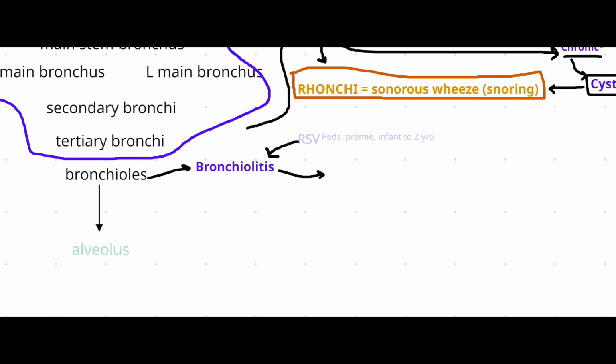Okay. Where are the bronchioles? Is it in the upper airway? Is it in the lower airway? In the lower airway.